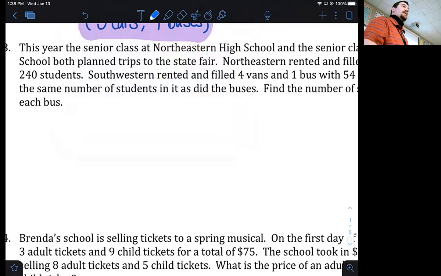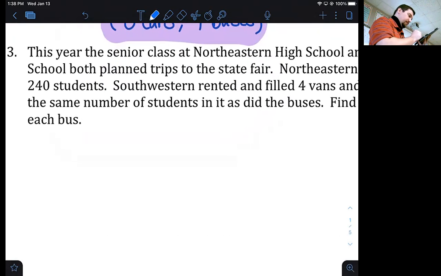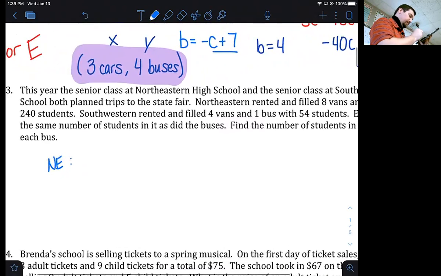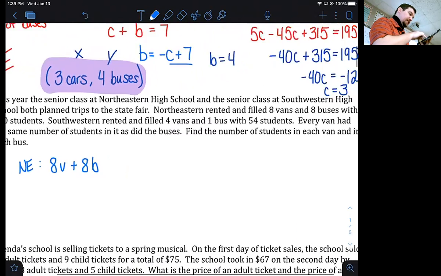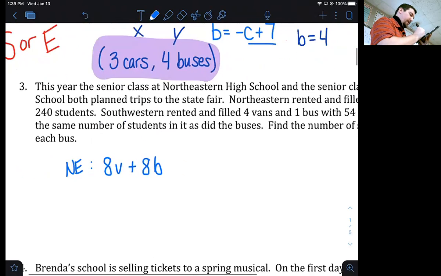Ashton, you haven't done one yet, I don't think. Would it be 8B plus 8B? Which high school are you doing? Northeastern. Okay. And Northeastern, what would theirs be? 8B plus 8B equals 240. 8 vans plus 8 buses equals 240.